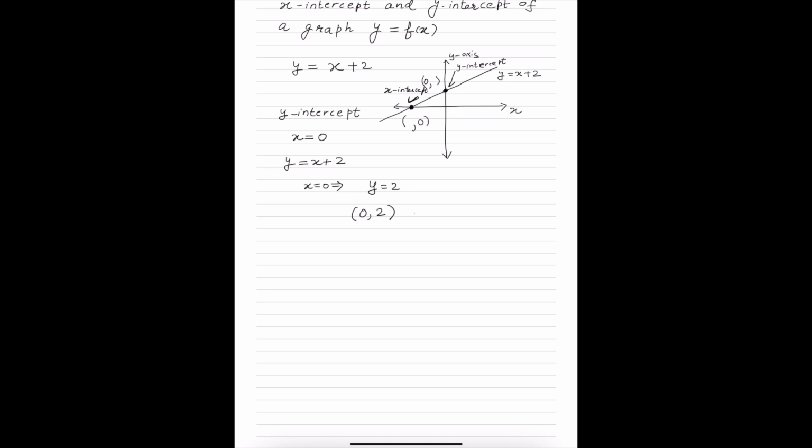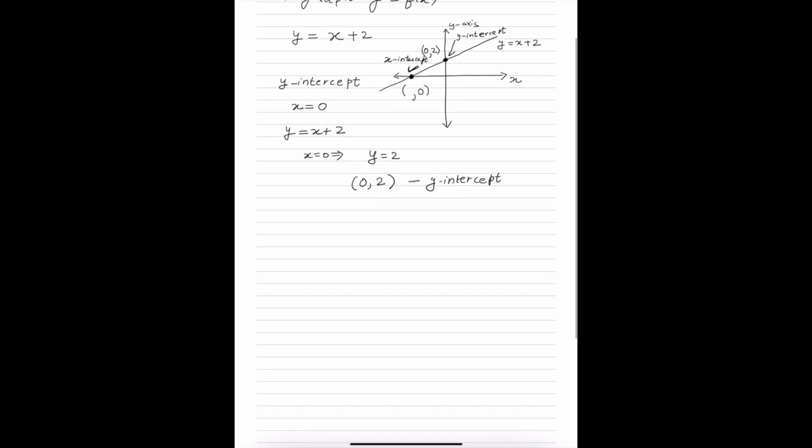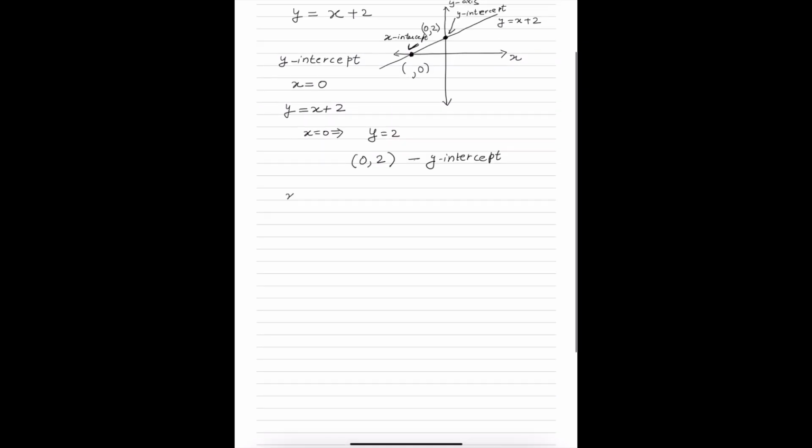So when we put x equal to 0, we got y as 2. So 0, 2 is called y-intercept. We will go back to our graph, and here we will put the y coordinate as 2. So this is how we find the y-intercept. Let's find the x-intercept.